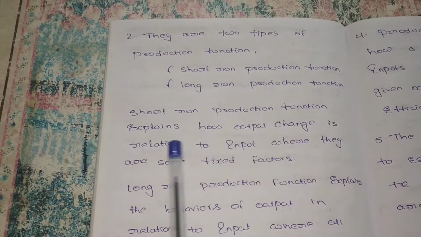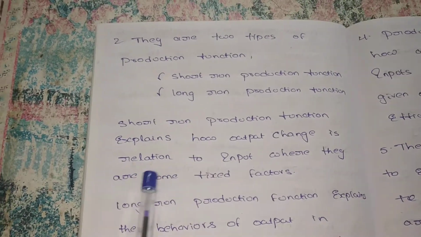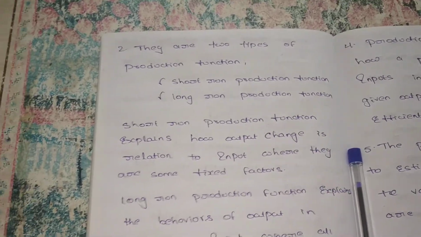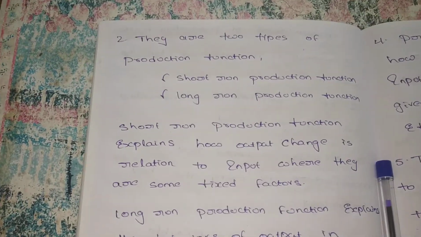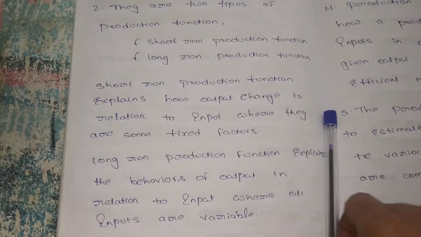Short run production function explains how output changes in relation to the input. Means while there are any changes in input, how the output changes. When there are some fixed factors, they say there are some fixed factors. I will explain an example.